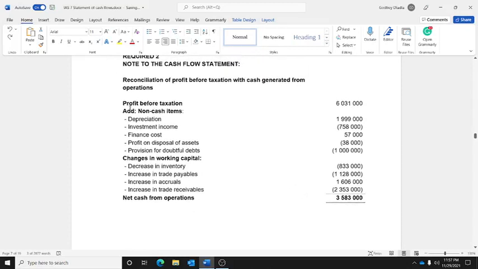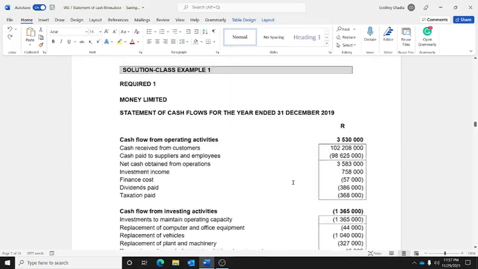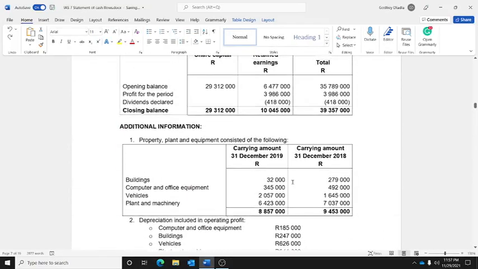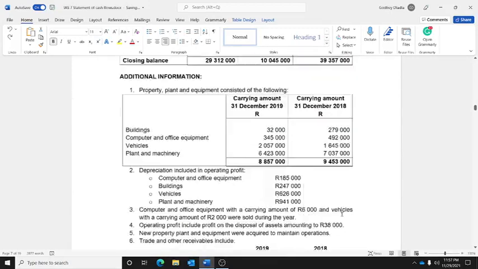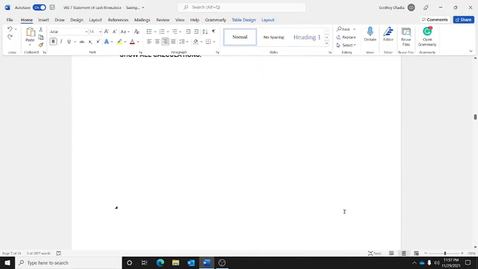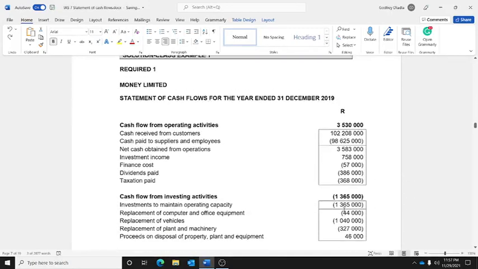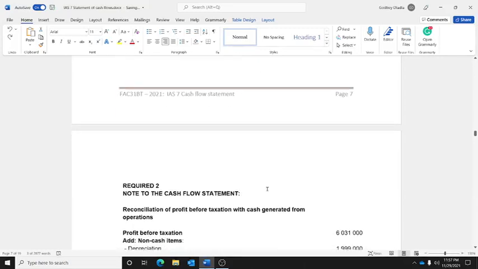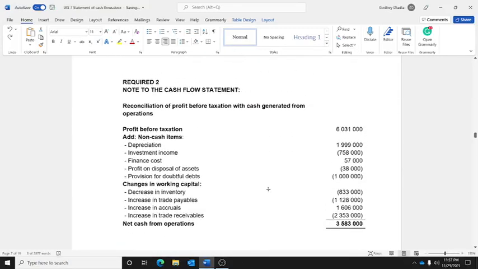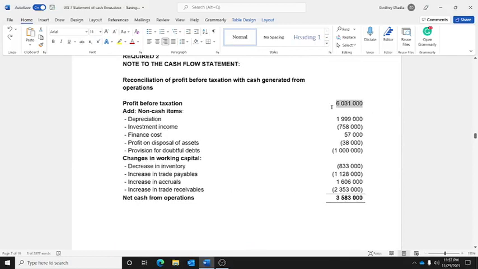Then let's deal with this one, the reconciliation, which is required to profit before taxation. It's given to us. We've used it before. It's this one here. Here's profit before taxation. Right. And now, what are we reconciling to? We're reconciling to this figure here. Now, we want to reconcile back to that figure. Starting point is the profit before tax.